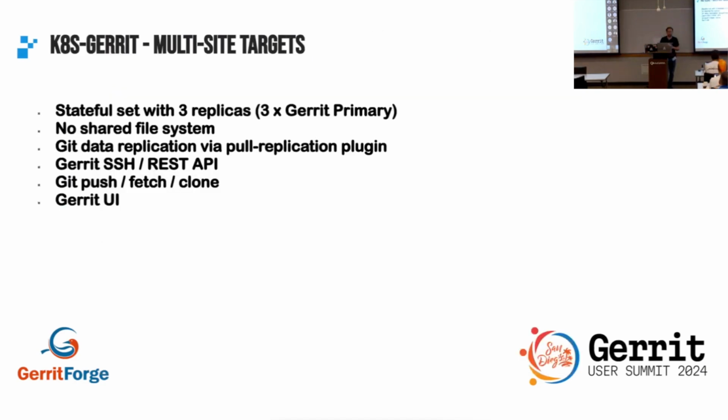So we had a few targets with K8s Gerrit. First one was the stateful set with 3 replicas. As I was mentioning, 3 Gerrit primaries is really the minimum. No shared file system. Your Git data is replicated via a pull replication plugin. How many people here know about pull replication?